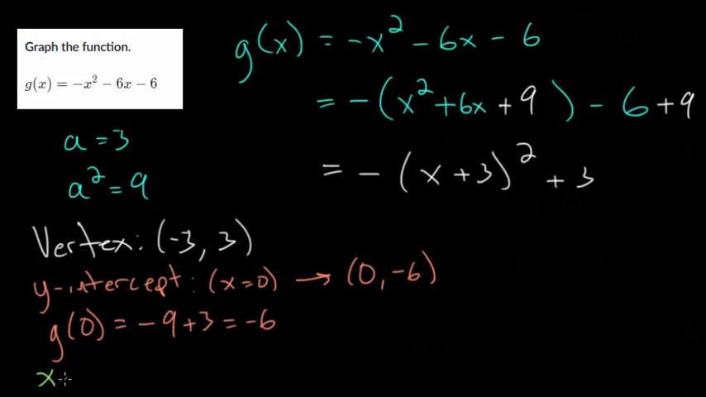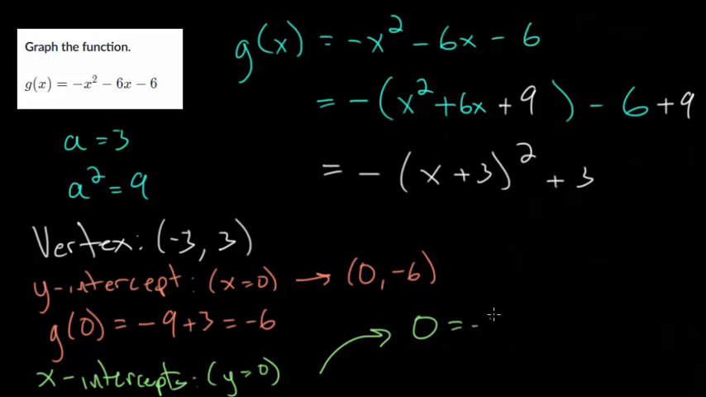So remember the x-intercepts, that's when y is equal to 0. So we'll have to set the whole equation equal to 0, or in other words, g of x we'll have to set equal to 0 since g of x and y are the same. And so we have that 0 is minus x plus 3 squared plus 3. And so solving this, I'm going to add this whole expression to the other side to essentially make it positive, but on the left. So I have x plus 3 squared, and this equals 3.